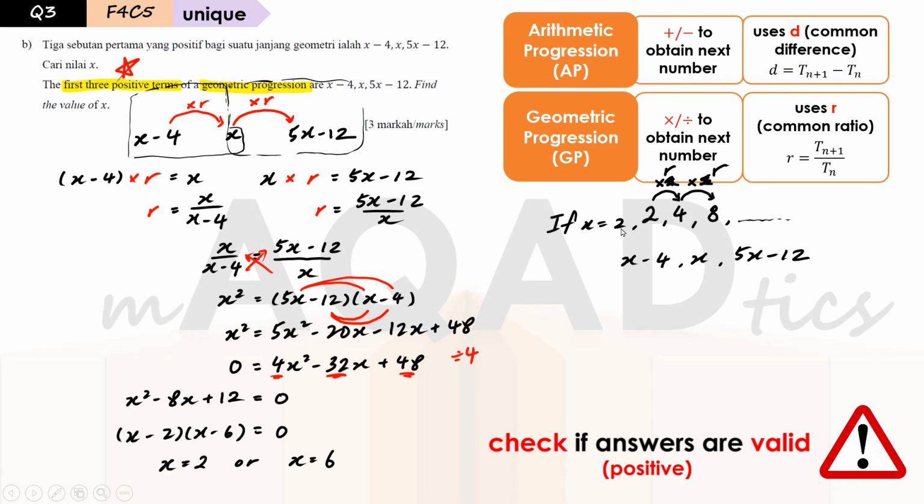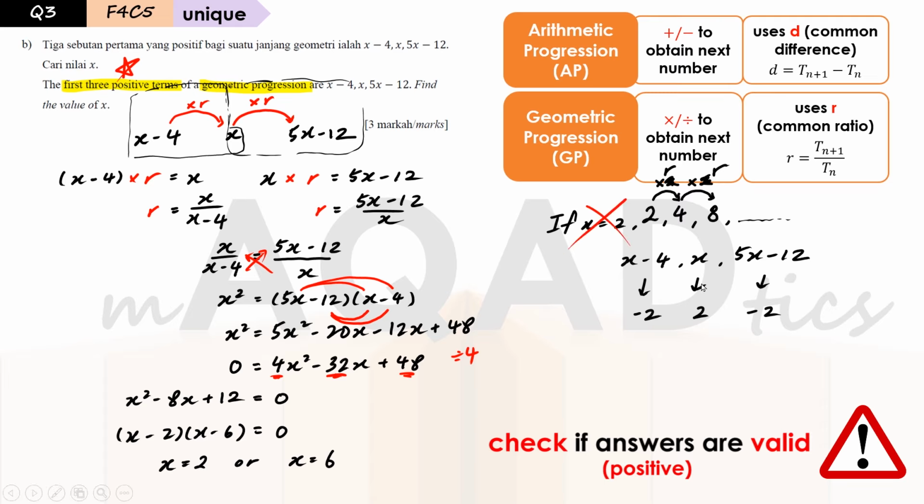So if x equals 2, I substitute into these 3 numbers. You can see that for the first value, it is already negative, right? 2 minus 4, which is negative 2. And for the third value as well, 5 multiplied by 2, minus 12, it's also a negative value. So our x equals 2 value must be rejected.